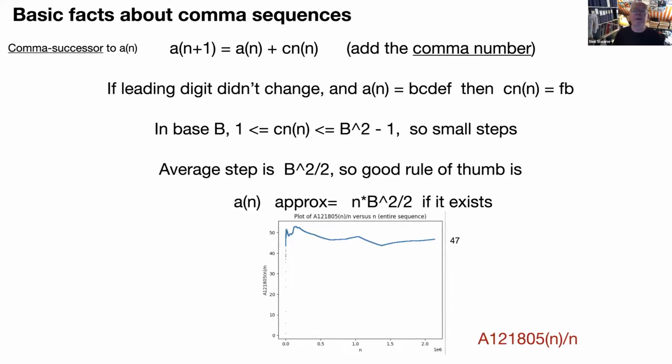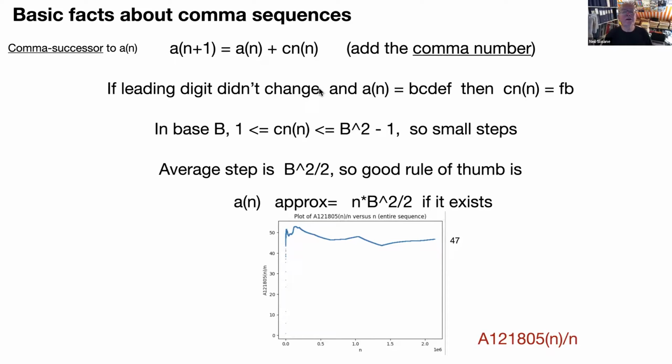And so let me remind you of the definition now. We know what the comma number is. It has the property that it's the difference between two terms. So in other words, the next term, a of n plus 1, is the term you're at plus the comma number. So this is the recurrence that defines the comma sequence. And I'll call the next term the comma successor. And the comma number is the number that you add, the number surrounding the comma between the two terms.